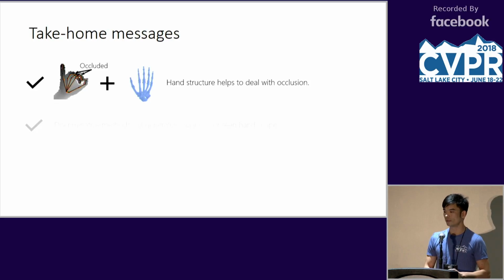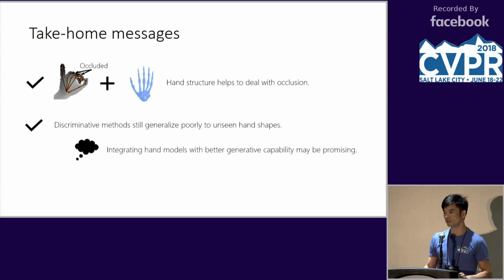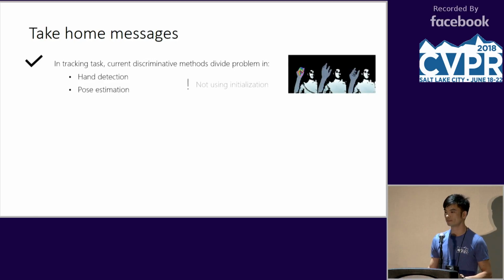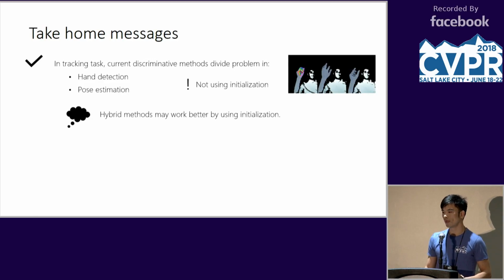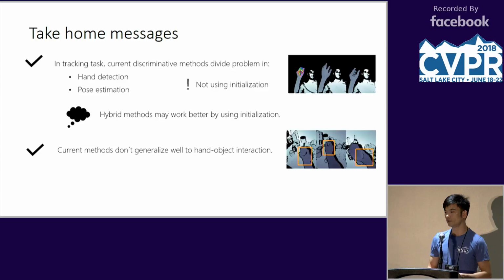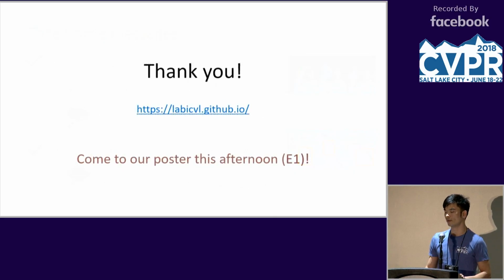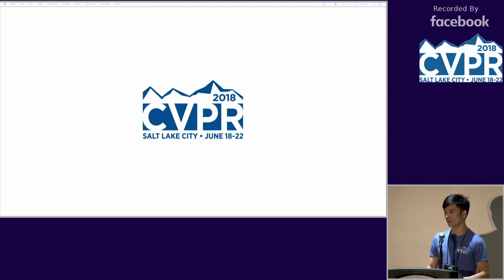The hand structure can help deal with occlusions, and integrating the hand model seems promising to deal with unseen hand shapes. Also, multiple stage is better to deal with extreme viewpoints. For the tracking, how to use the initialization in the initial frame is very promising. And for the object, we have tried segmentation and better data. Thank you.